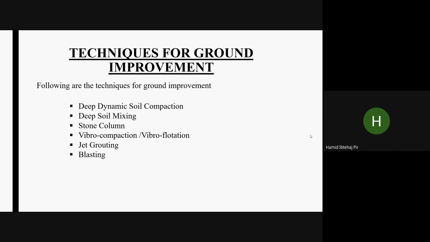Techniques for ground improvement. There are a wide range of techniques for ground improvement, but we will discuss the following techniques. That includes deep dynamic soil compaction, deep soil mixing, stone column, vibrocompaction, vibroflotation, jet grouting, and blasting.